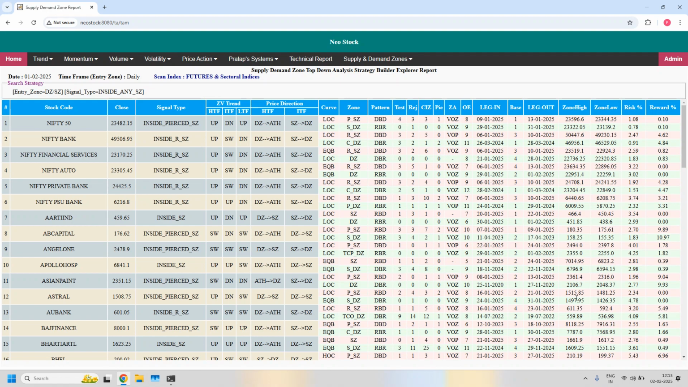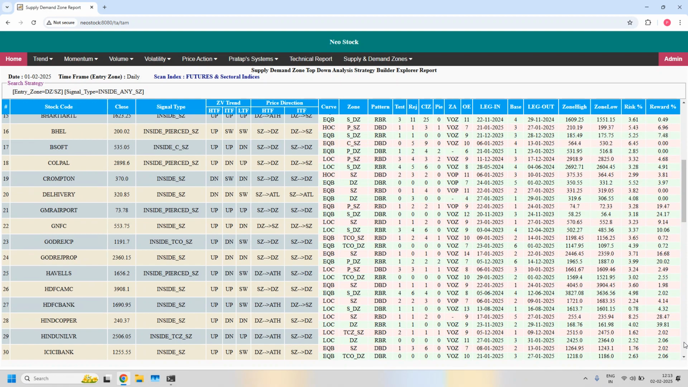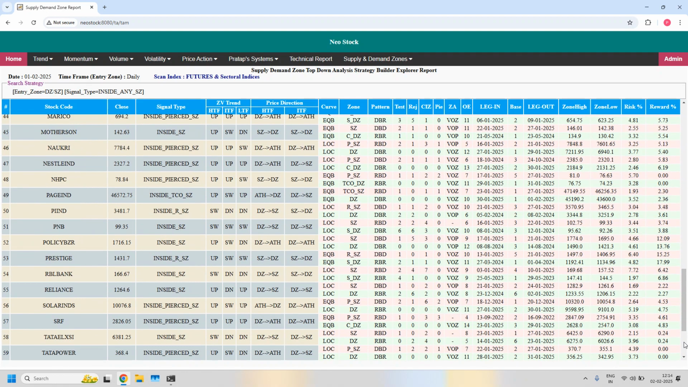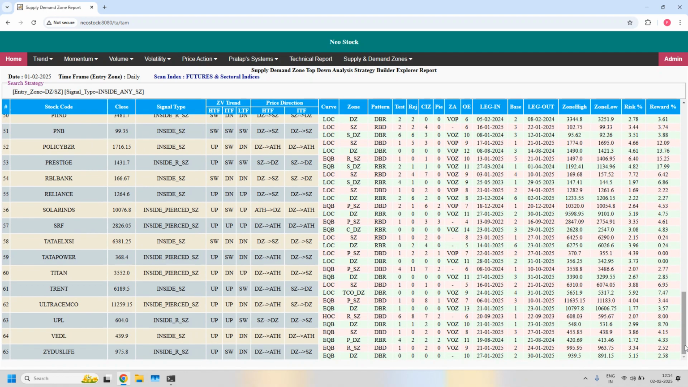Okay, first 15 stocks in the list. I'm scrolling the list down. So total 65 stocks. Price closed inside the daily supply zone. We can further filter this list based on daily supply zone having daily EMA Confluence. So let's set the filter.